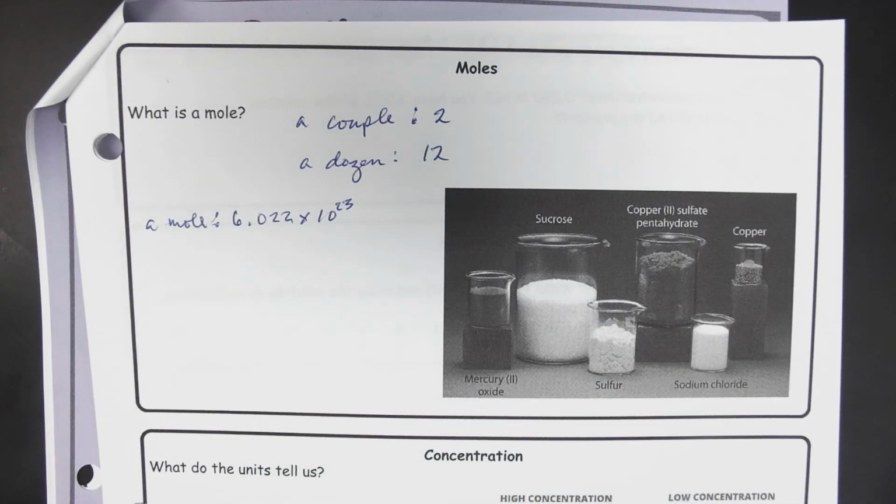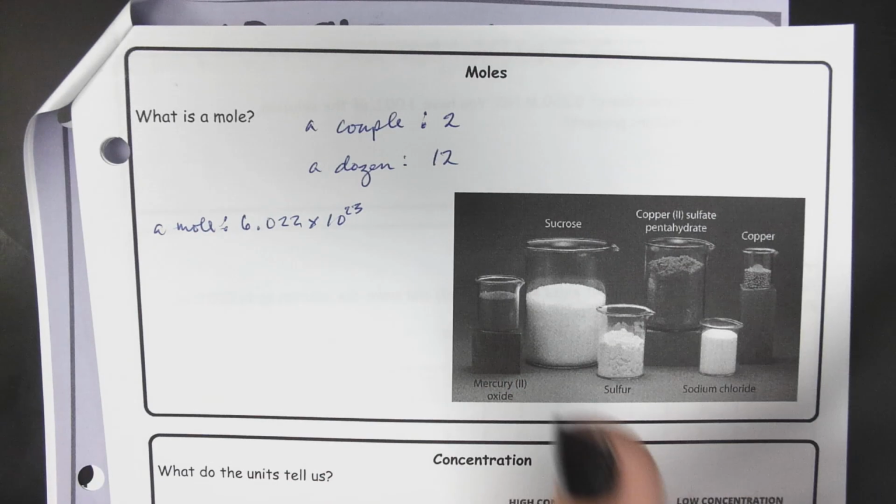So if I have a mole of bunny rabbits, then I have 6.022 times 10 to the 23rd bunny rabbits. I'm pretty sure if you took all those bunny rabbits and just combined them, that they would be roughly the size of the moon. That's a lot of bunny rabbits, okay? So that's what a mole is.